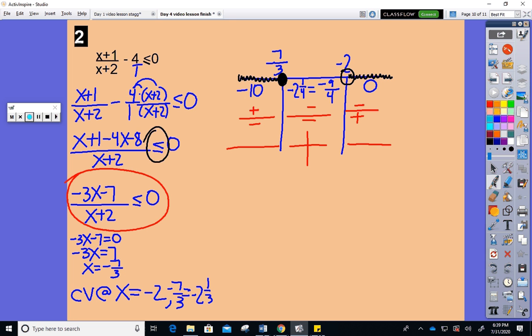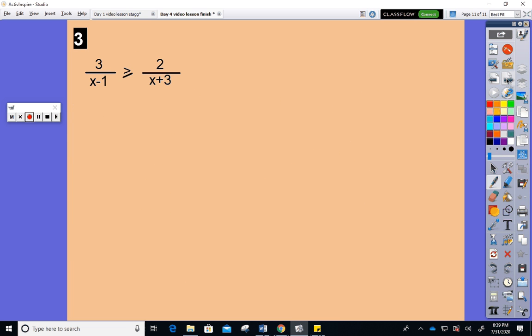All right, hard part's over, guys, so let's rock it. Now we know it's negative infinity to negative 7/3, bracket, union parentheses, negative 2 to infinity. So I'm zipping through your last example of the day because I know you're probably tired at this point.